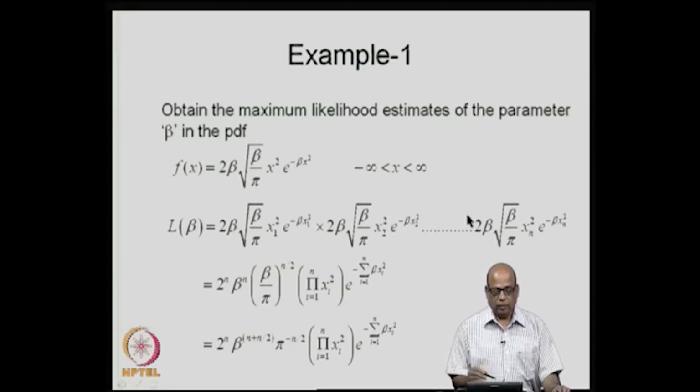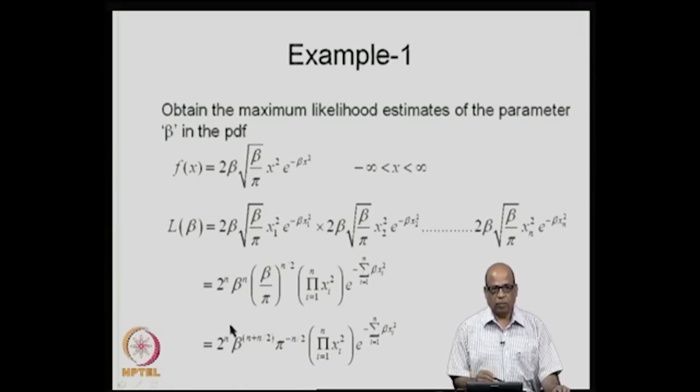So, you have n terms here. So, this will be 2 to the power n, beta to the power n, and beta by pi to the power n by 2, because it is a square root here, and then you have n such terms. So, beta by pi to the power n by 2. Then look at the n values of x i's. So, x 1 square into x 2 square into x 3 square etcetera. So, I write that as product of i is equal to 1 to n x i square, then e to the power minus beta x 1 square plus x 2 square etcetera. So, I write this as e to the power minus summation i is equal to 1 to n beta x i square.